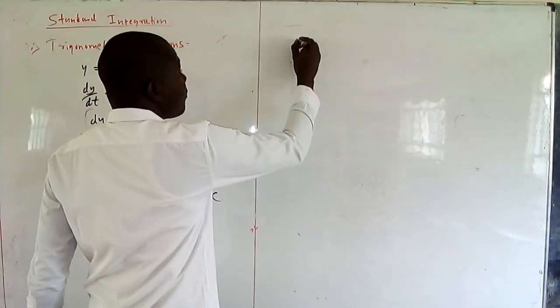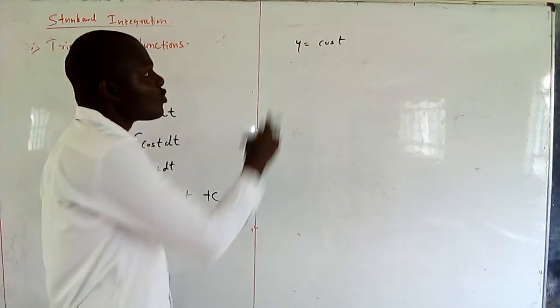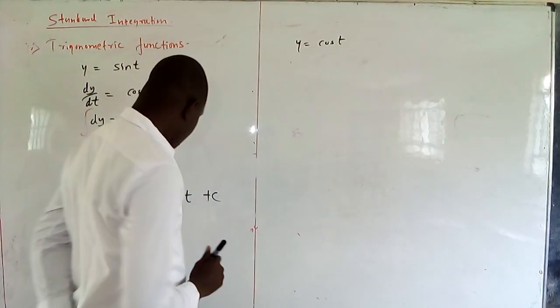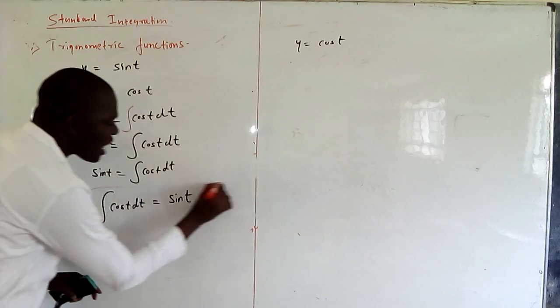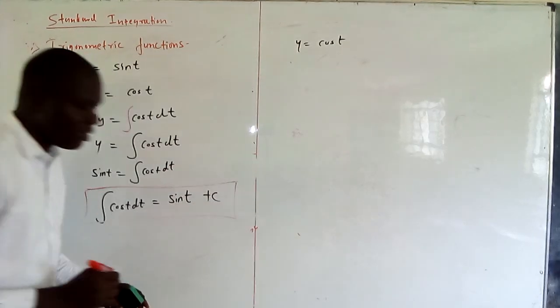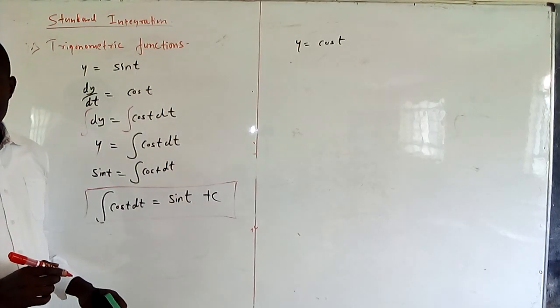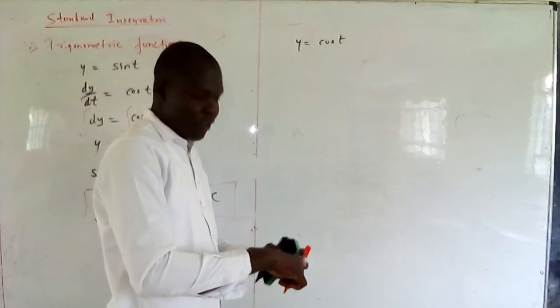Check the other case. If you have y equals cos t, can you differentiate y with respect to t? So this is the first case. The first case we've seen, if you integrate a cosine function, you get a positive sign. Isn't it? Are we together? Yes. So if y equals cos t, this is the second case.